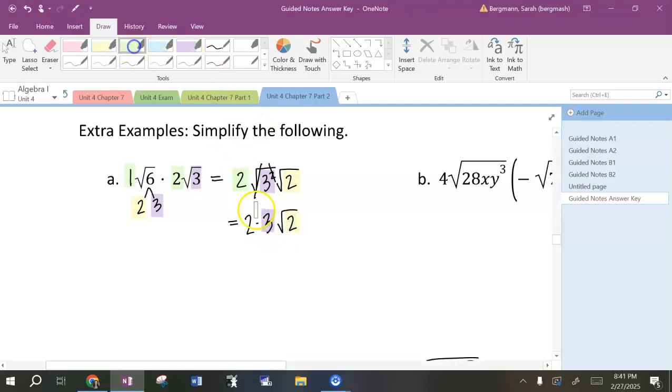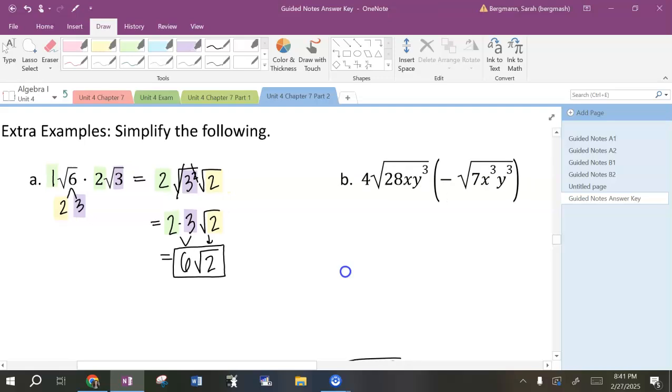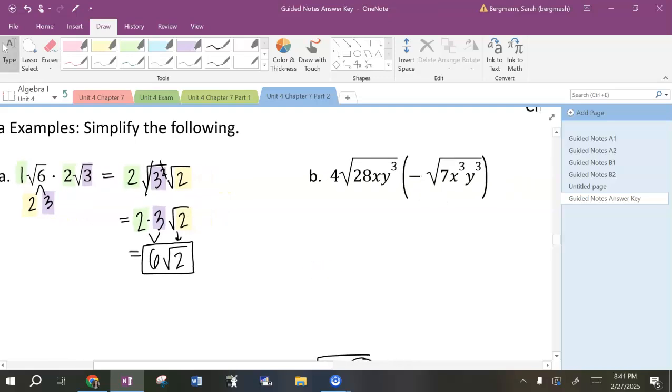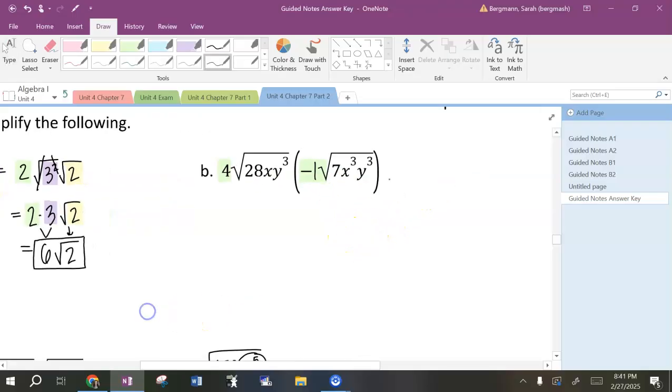And then the last step is just to multiply this 2 and 3 together to get 6 and bring down your square root 2. So your final answer is 6 square root 2. Let's do one more together with some variables thrown in here now. So let's look at the numbers in the front. We have 4, and technically this would be a negative 1. So 4 times negative 1, I know that's going to be negative 4.